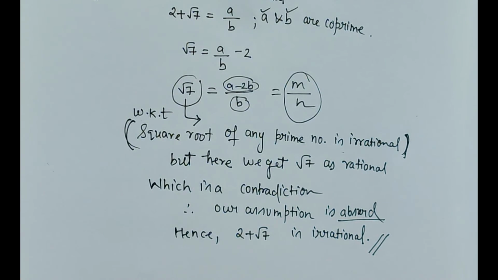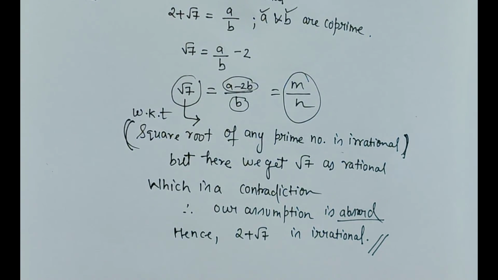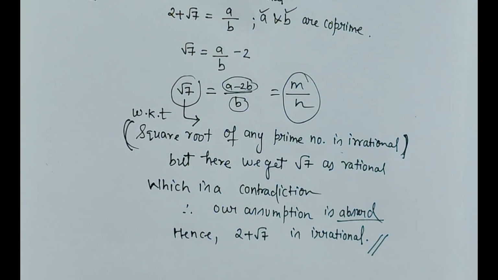I hope this type of question can now be proved very easily, be it 3 plus root 5, 1 plus root 11, or 5 plus root 3. Whatever type of number you get, the proof is very, very similar. In the same manner you have to prove any such question.